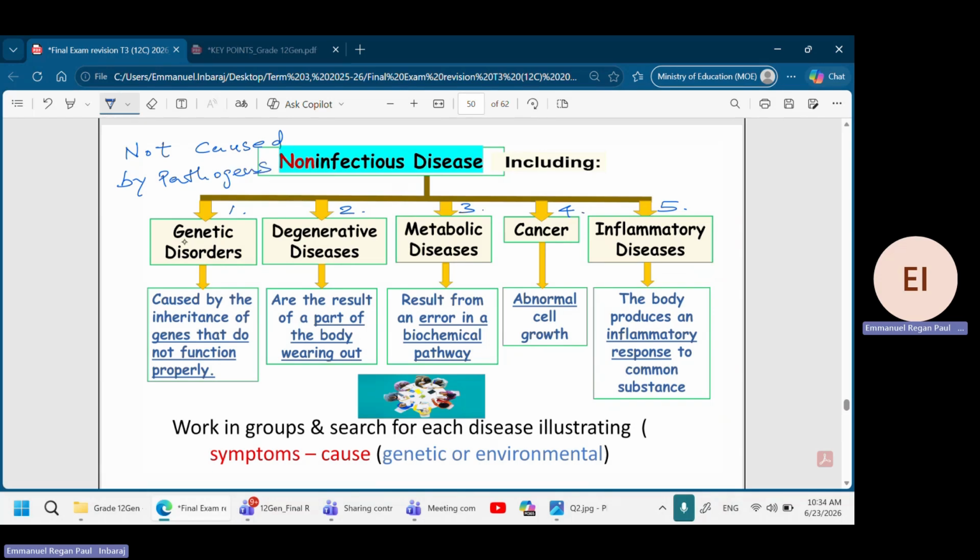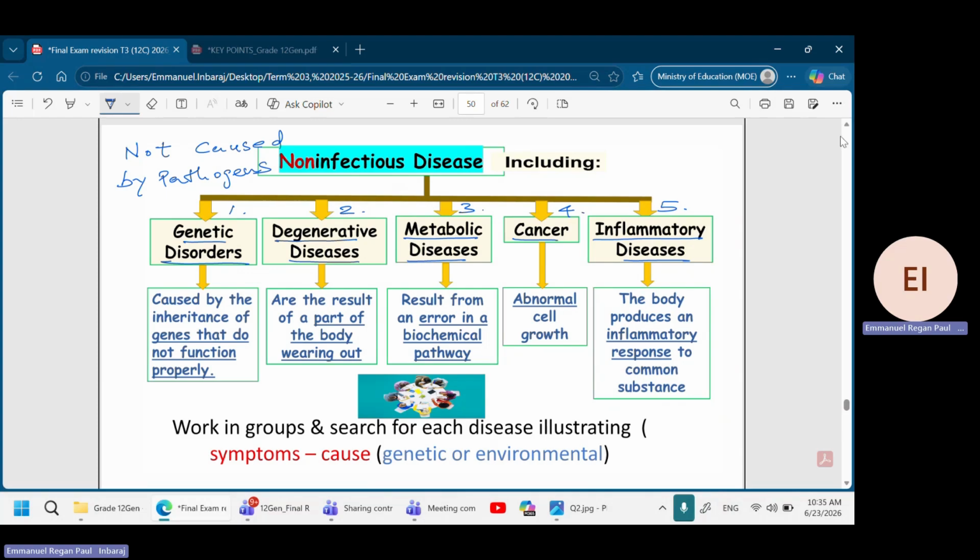Number one, genetic disorders. Two, degenerative diseases. Three, metabolic diseases. Number four, cancer. And five, inflammatory disease. These are the 5 categories. Okay, now let's look at it.